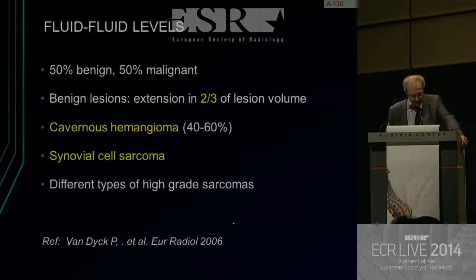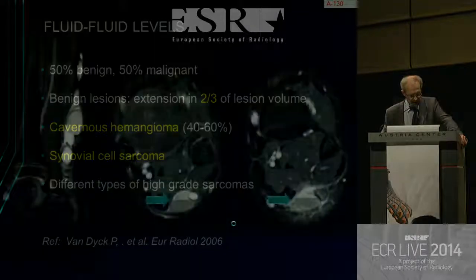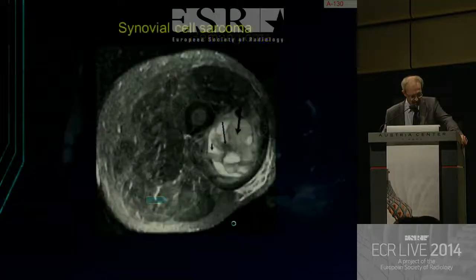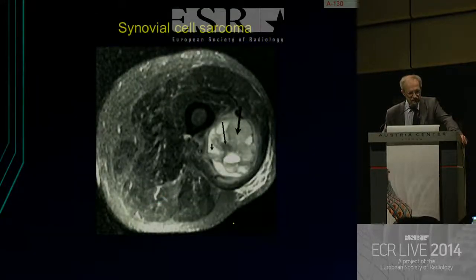First of all, the fluid-fluid levels. Fluid-fluid levels occur in benign and malignant lesions, but when they extend for more than 2/3 of the volume of the lesion, it's probably a benign lesion. And this is frequent in cavernous hemangioma. When it's less than 2/3 of the lesion, you should think of synovial sarcoma or another high-grade sarcoma. So here we have a nice fluid-fluid level, a lesion with high signal intensity in the subcutaneous tissue, which is a classic cavernous hemangioma. In this lesion, we have less than 50% of fluid-fluid levels, aggressive lesion, which proved to be synovial sarcoma.